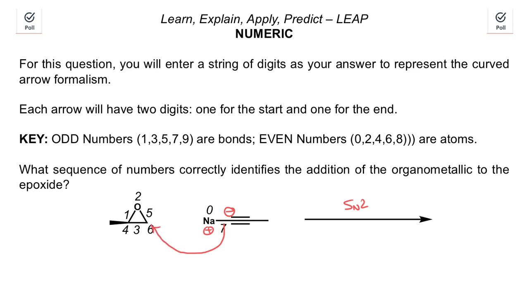So we form a carbon bond between 7 and 6, and then we're going to break 5 to 2. So form, break, and then from that we get O minus, and then Na plus is the intermediate that is formed, and then when that's worked up we get the neutral alcohol. So again, keep in mind the key here: odd numbers are on bonds, even numbers are on atoms, and for every arrow, the start and the stop.